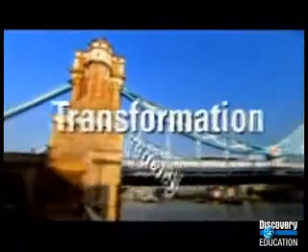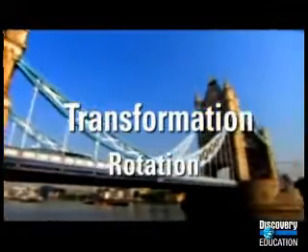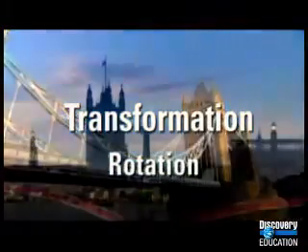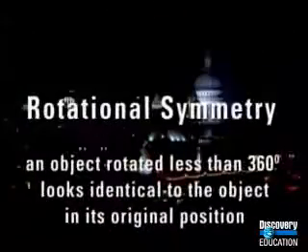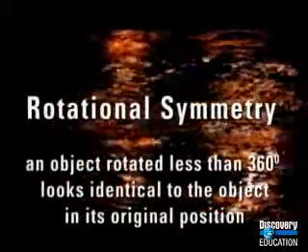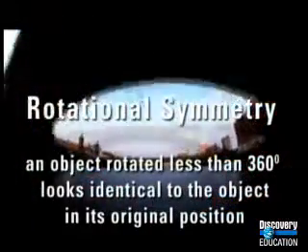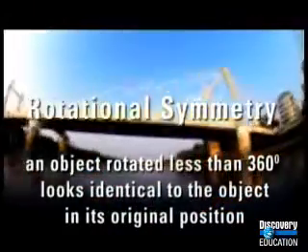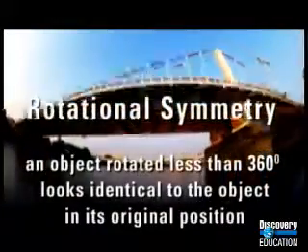One type of transformation is rotation. A rotation can be used to detect rotational symmetry. If an object can be rotated less than 360 degrees around its center point, and the result looks identical to the object in its original position, then the object has rotational symmetry.